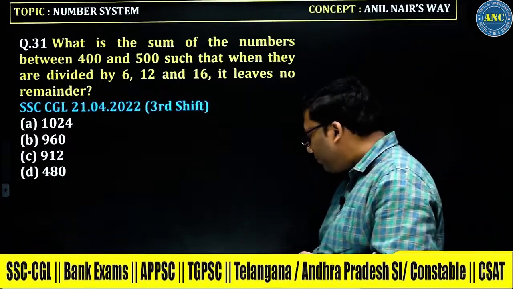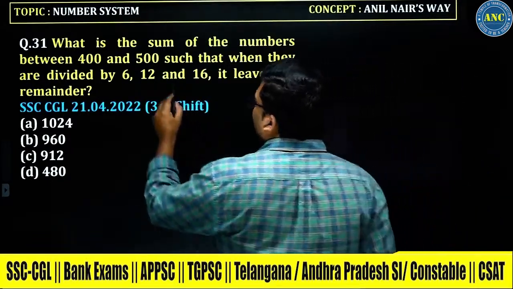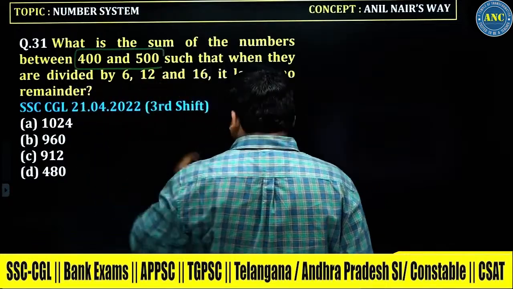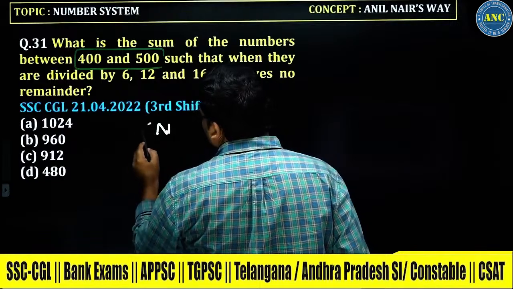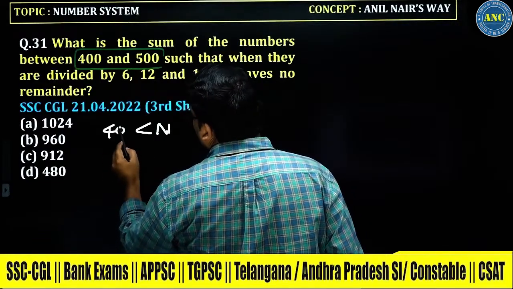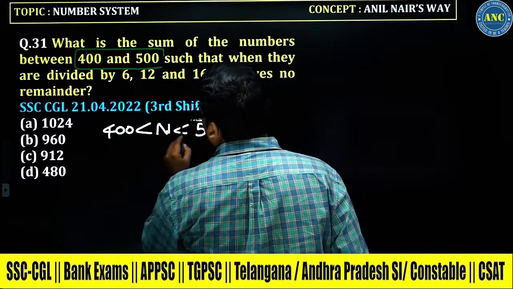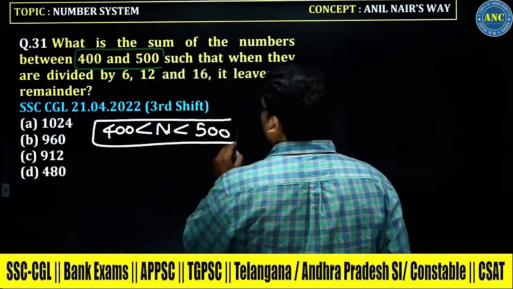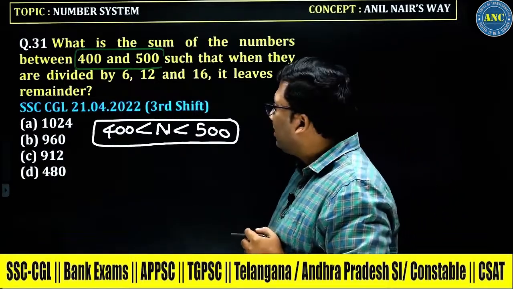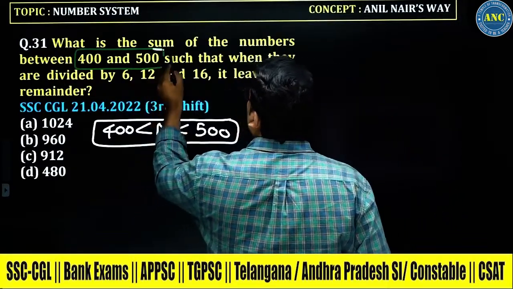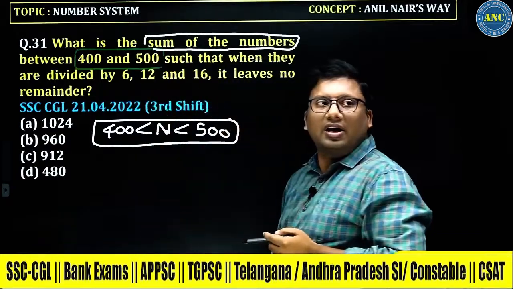Next one. What is the sum of the numbers between 400 and 500? I need the sum of all the numbers, and the number should be greater than 400 and less than 500. First we will find out the values, then we will add all those values.